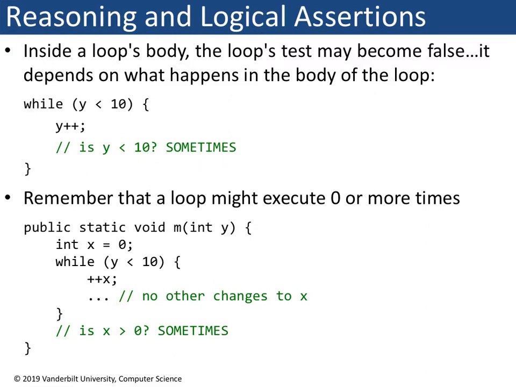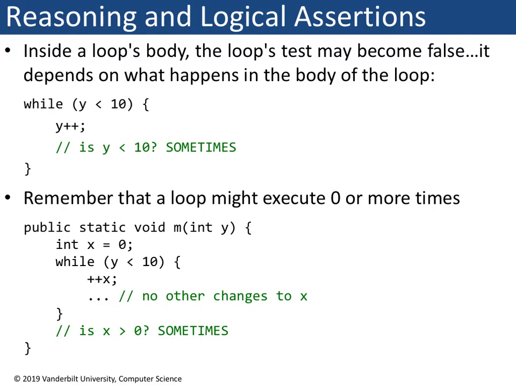So, is y less than 10? Sometimes. There's another situation that can trip you up when you're attempting to make assertions about different locations in a program. Remember that a loop may execute 0 times. So, for instance, in the following method, you may think that we could make some assertion about the value of x after this while loop.